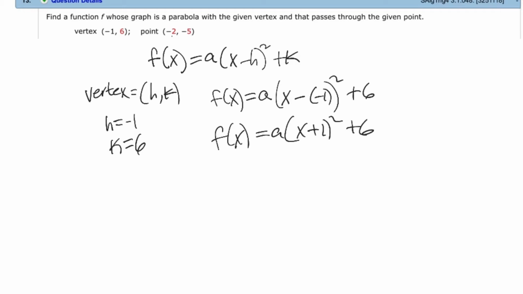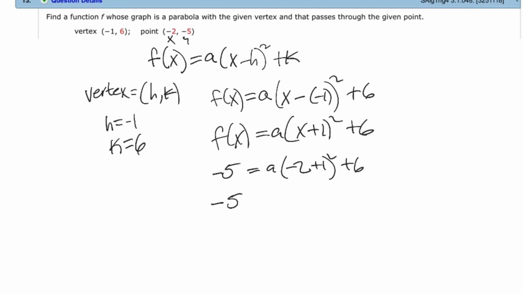This is in an x, y format as an ordered pair. So we will plug -5 in for y, or in other words f(x), and -2 in for x. Then fill in the rest of the function and solve for a.